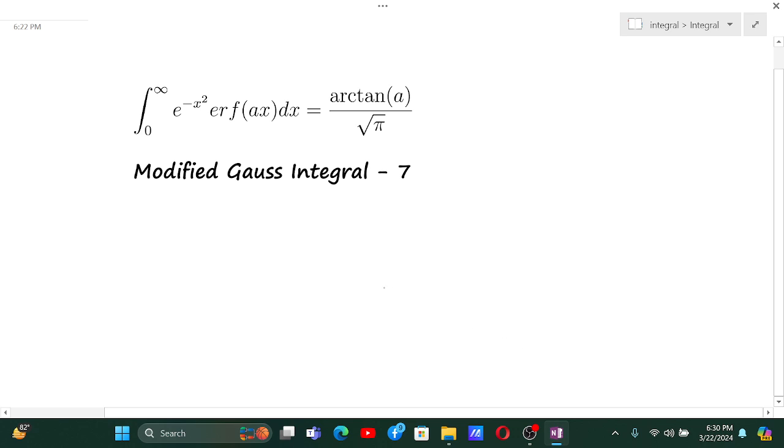Modified Gauss integral 7. This is the 7th video in my series on modified Gauss integrals, where the modified Gauss integral refers to this form: integral from 0 to infinity of e to the power minus x square f of x dx. Over there it is erf of ax for this case.